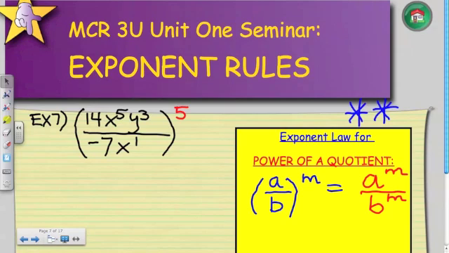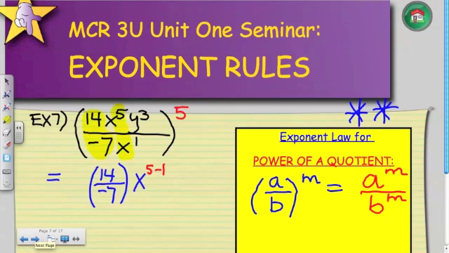Well, I know 14 divided by negative 7 can be done, and x to the power of 5 divided by x, that's also doable too. So let's write that down. 14 divided by negative 7, x to the power of 5 divided by x to the power of 1. What operation am I going to do to my powers, my exponents? Delmar, when you're dividing, what should I do? Subtract my exponent. So 5 minus 1.